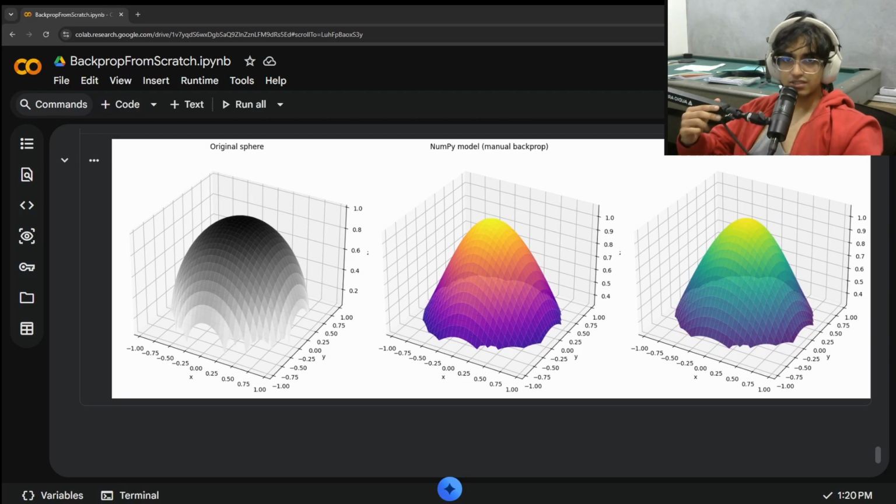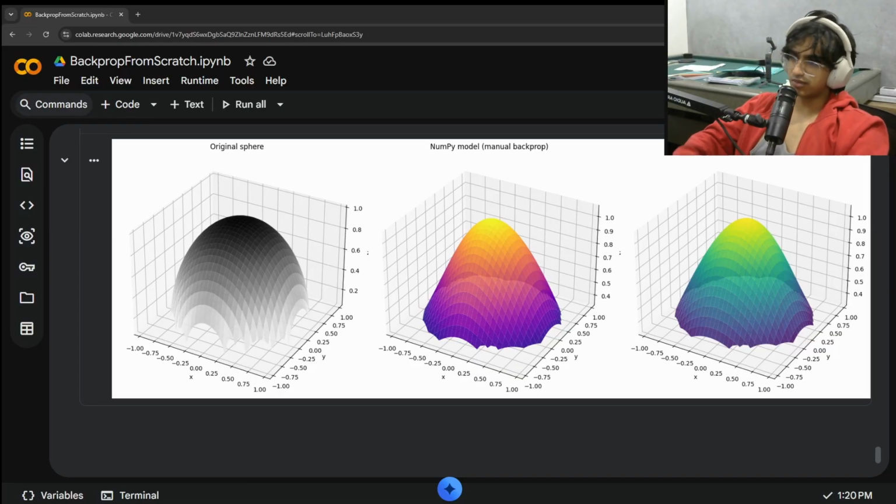I recommend you go through this code. I'll upload it to my GitHub. Practice it on your own and try to do the calculations manually. It's just about repetition, and once you get the hang of it, it'll come to you.